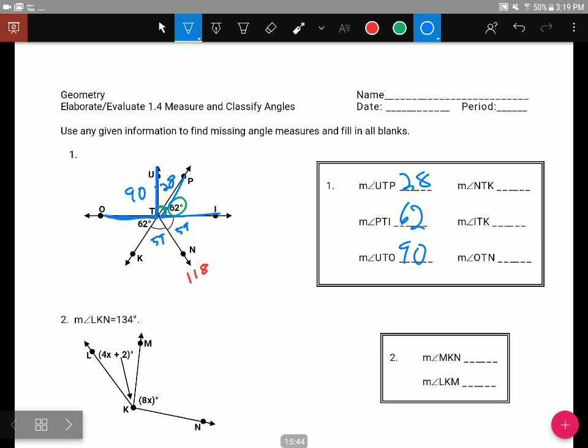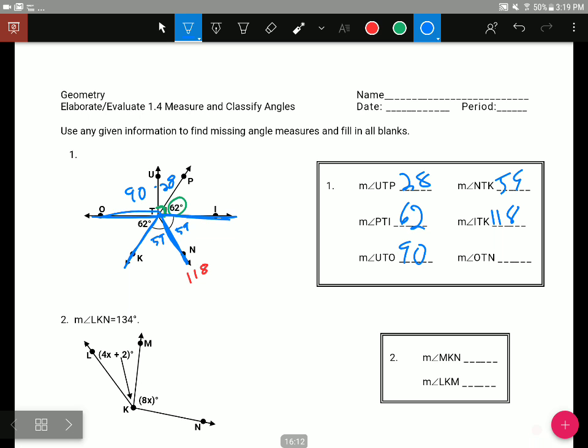NTK. N, T, and K. So that's from here into the middle and then back out. So that's 59. Let me erase a little bit of my marks over here. ITK. So that's this one to the T. Oh, good. That was the 118 we found. And the OTN. That's this big one.